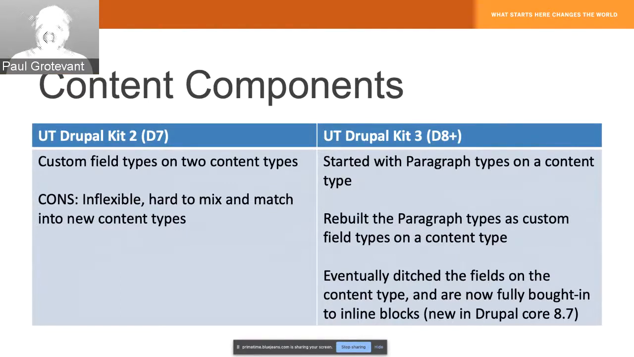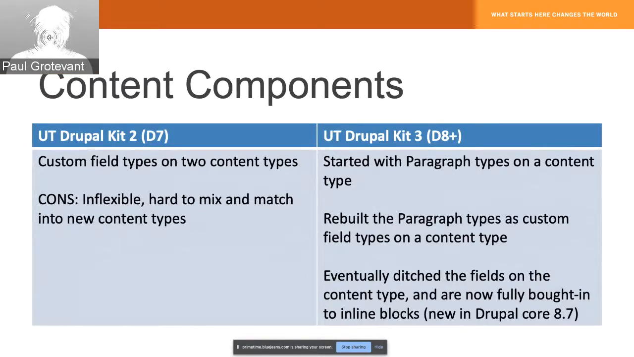So we actually, after having built all of them as paragraph types, we rebuilt all of them as custom fields, but we were still going to go with the custom fields tied to a single content type. And then finally, with the advent of Layout Builder and Drupal core 8.7, we took a third look at what we were doing and said, you know what?